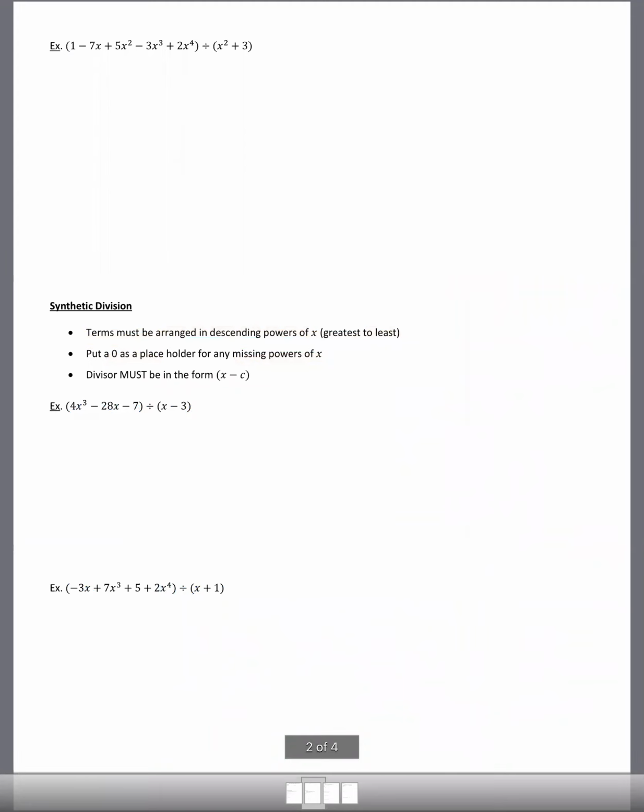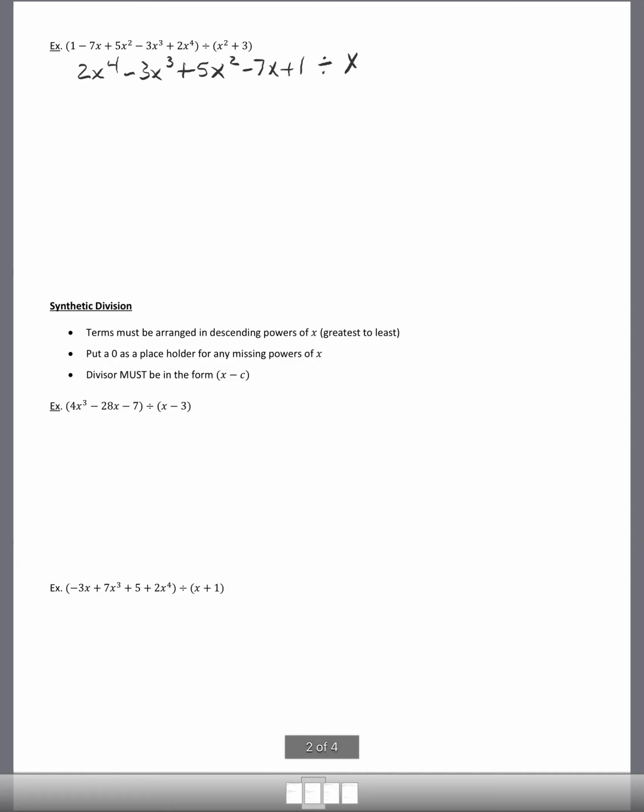And in this example, you can see that we actually have a problem with the dividend. The dividend is written in backwards order as far as we're concerned for division. So one of the very first things that we're going to do is to come up here to the dividend and say, let's rewrite you as 2x to the 4th, minus 3x to the 3rd, plus 5x squared, minus 7x, plus 1. That's what's going to be divided then by x squared plus 3.